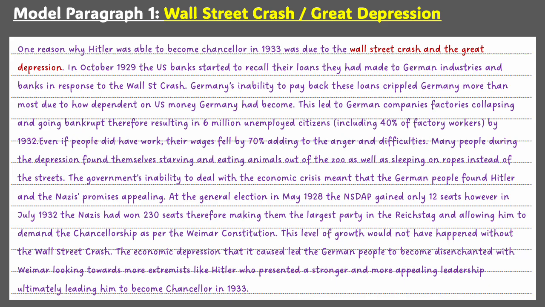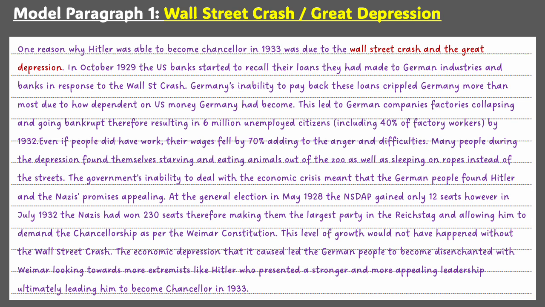The economic depression that it caused led the German people to become disenchanted with the Weimar Republic, looking towards more extremists like Hitler, who presented to them a stronger and more appealing leadership, ultimately leading him to become Chancellor in 1933. So, quite a busy paragraph, lots going on in there, very possibly a little bit too much. You may not need to necessarily get all of that in there.